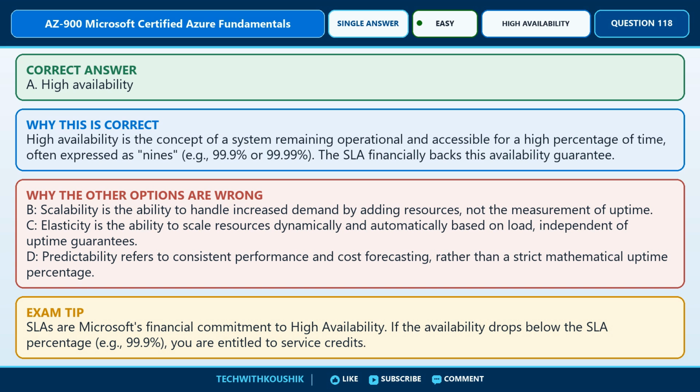Exam tip. SLAs are Microsoft's financial commitment to high availability. If the availability drops below the SLA percentage, for example, 99.9%, you are entitled to service credits.